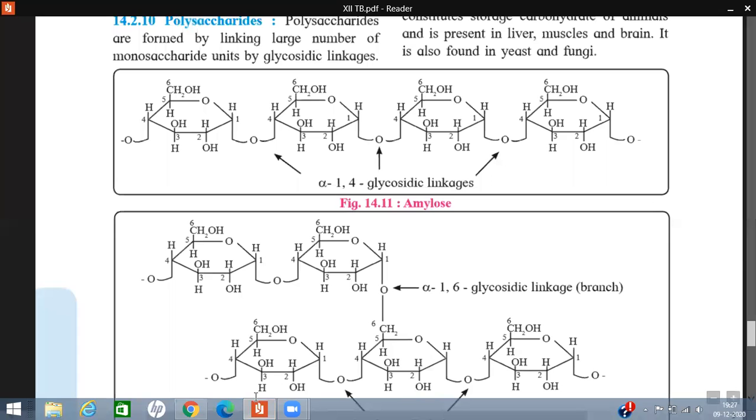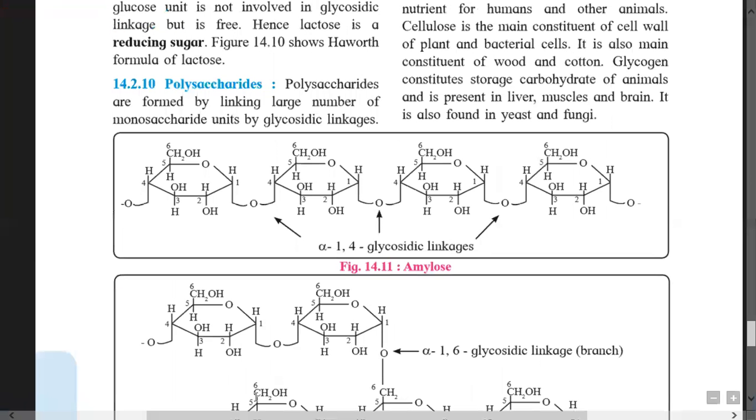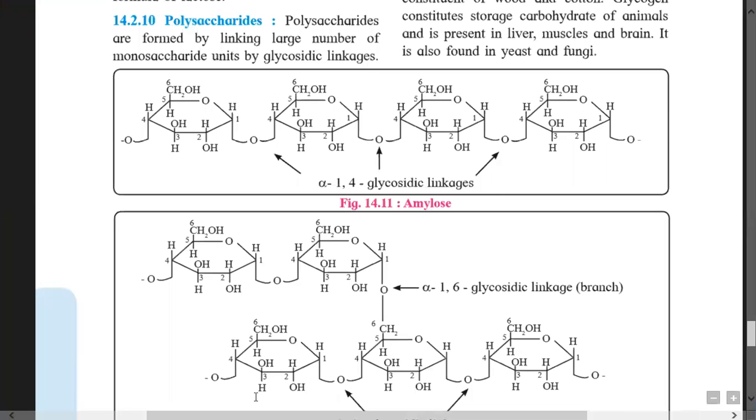Hello, good morning, students. Today we will study polysaccharides. In the last lecture, we had studied carbohydrates, that is the monosaccharides and disaccharides. Now we will study polysaccharides.